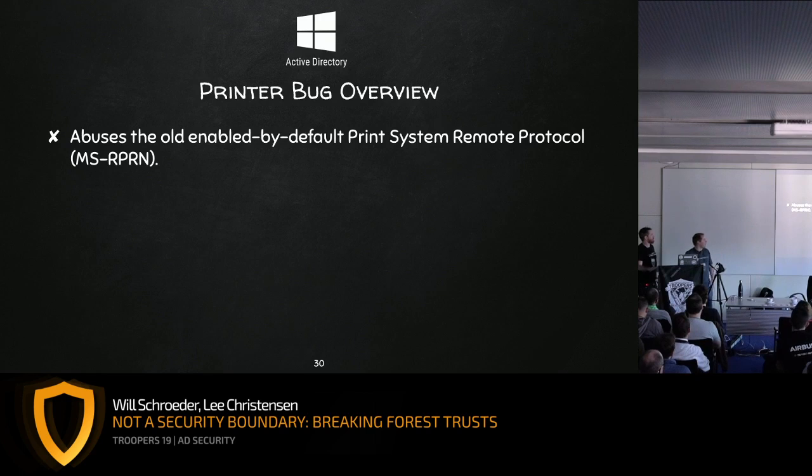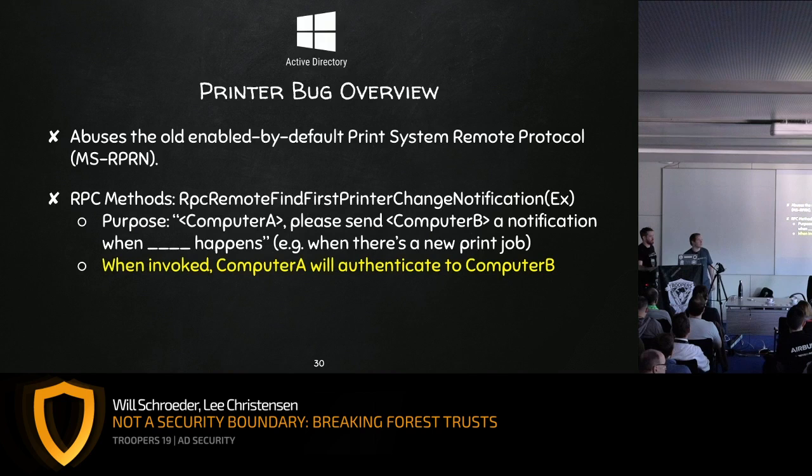It's a well-documented protocol. It's on MSDN, and that's how I found it, by reading through the documentation on this specific protocol. Inside of that protocol, there's an RPC method called RpcRemoteFindFirstPrinterChangeNotification(Ex). There's two of them, actually. And so the whole purpose of this RPC method is you connect to a printer and you may want to be notified when a print job occurs. So you say, send me a notification every time there's a new print job.